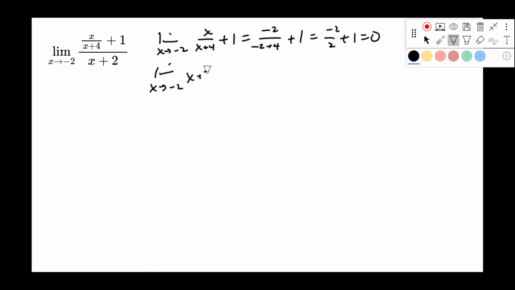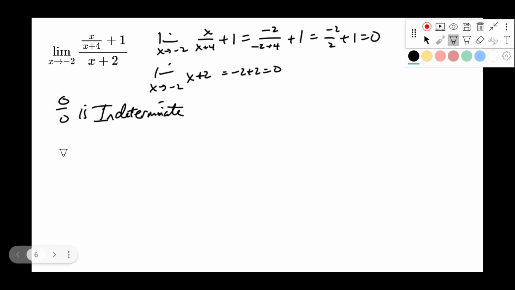And then on the bottom, just for a change, let's rewrite it first. We got x plus 2. That's going to be -2 plus 2. Also 0. 0 over 0 is indeterminate. So now, we want to algebraically try to repair this. What can we do? Well, up top, certainly, we can find a common denominator up here. So let's go ahead and do that.